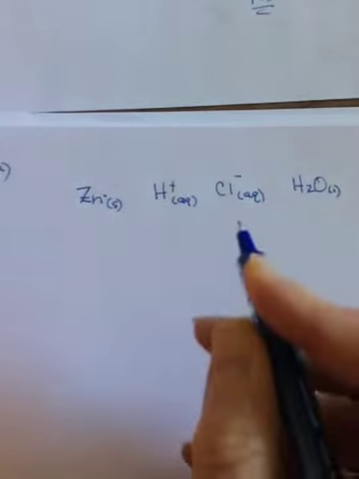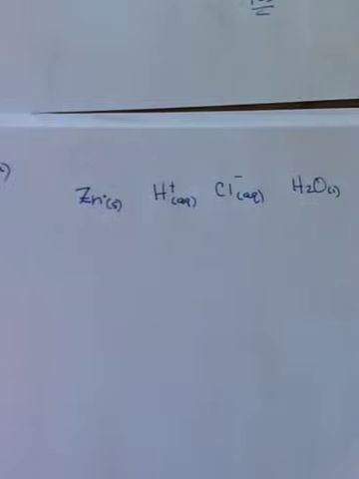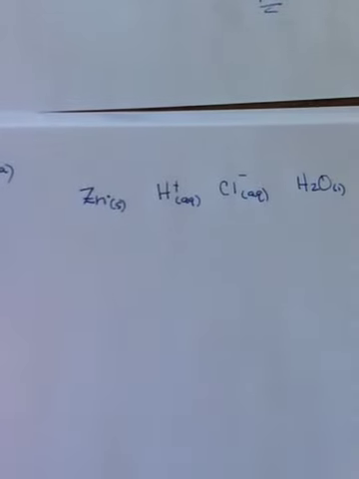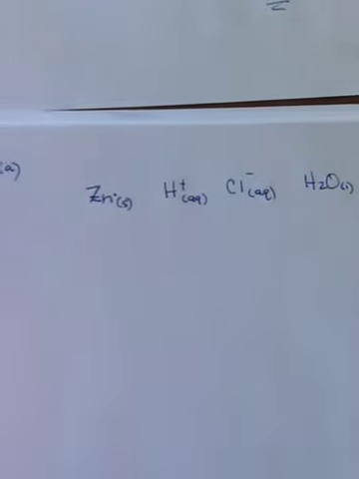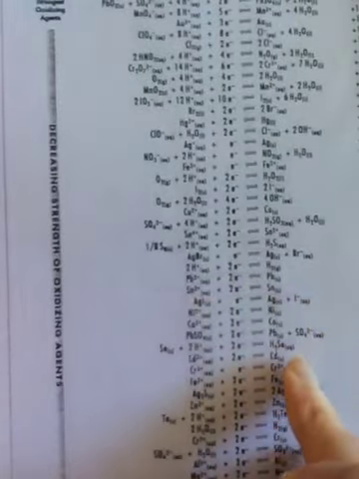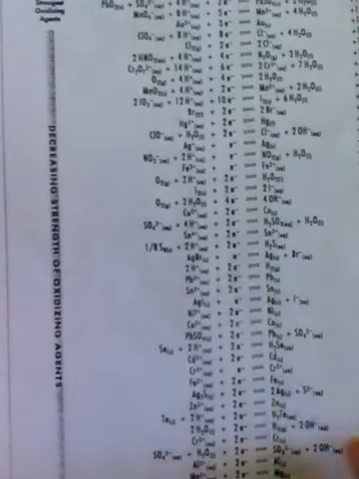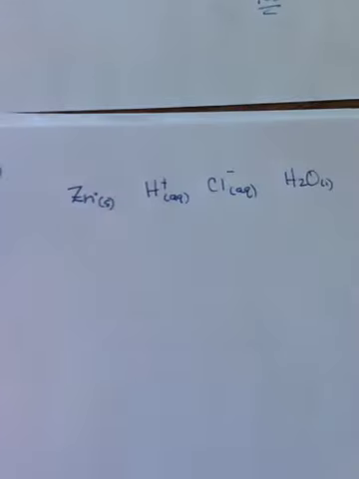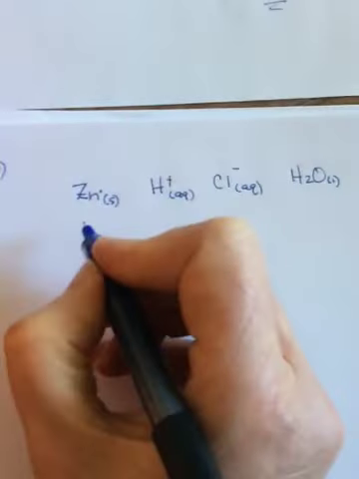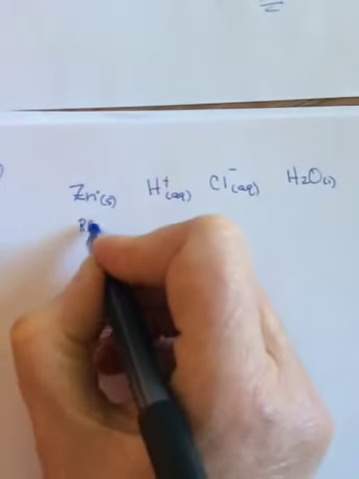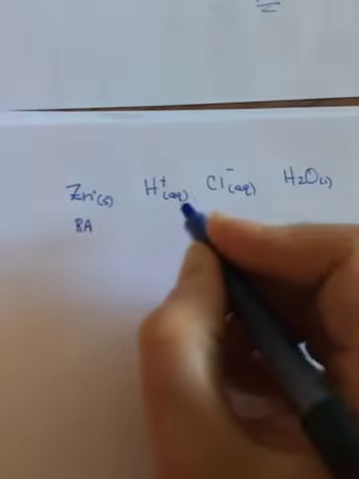Okay, so you go to your table, and you find your zinc metal. It's down here somewhere. There it is on the reactant side. So it's going to be an RA, on the reducing side, excuse me.